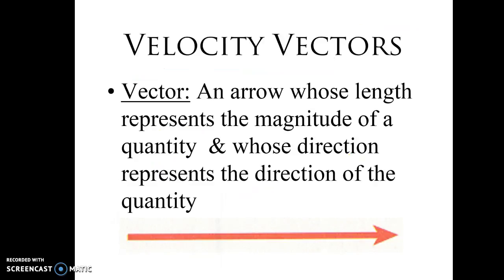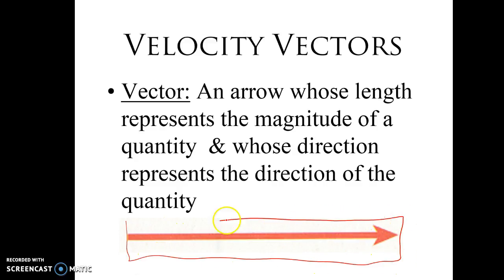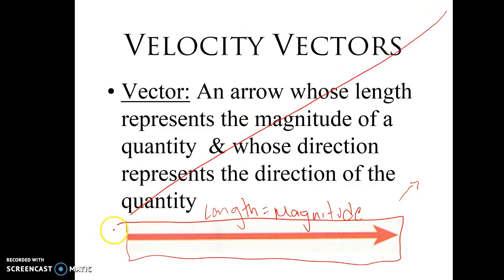Okay, velocity vectors. A vector, an arrow whose length represents the magnitude of a quantity. So the length of the arrow tells you the magnitude. And direction, the way it's pointing is the direction. So this small magnitude, it's a northeast direction. This large magnitude, bigger than this one here, and it goes in the southeast direction.